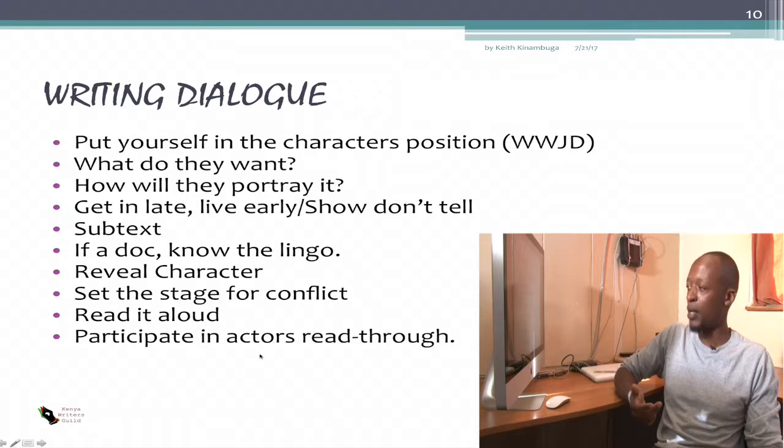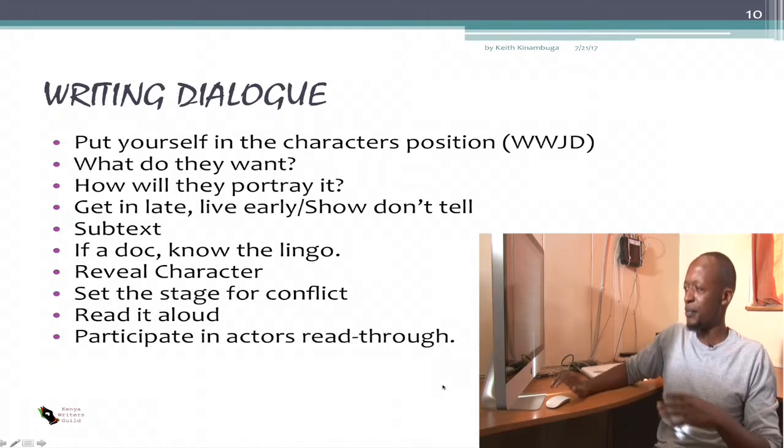And in this case, it wasn't even me reading the dialogue aloud. It was the actors who were reading the dialogue aloud. And you could just sense when something doesn't work. So I had to change. If you can get an actor to do it, they're normally called script read-throughs, the better. They help a lot.